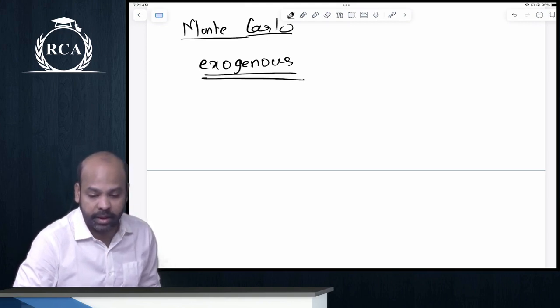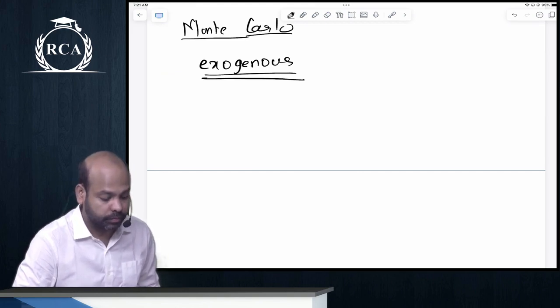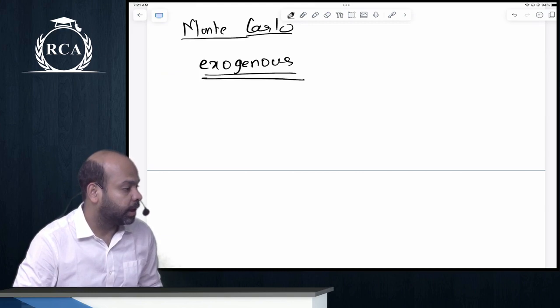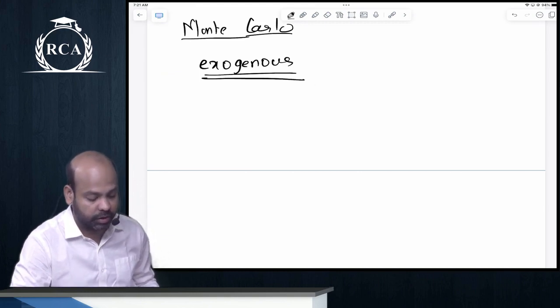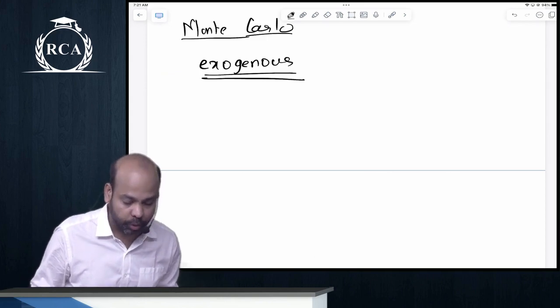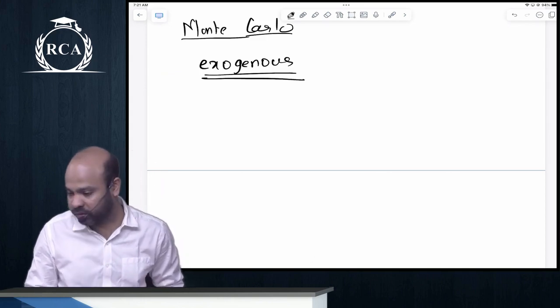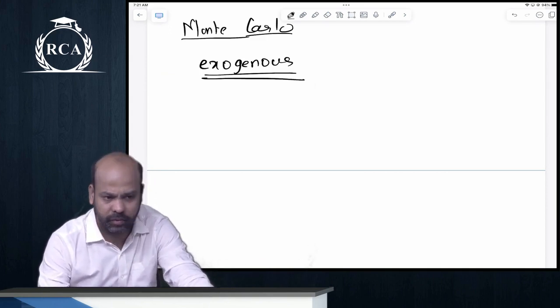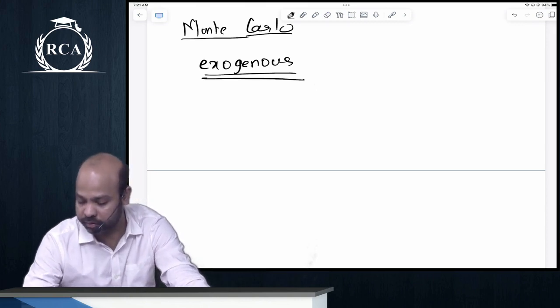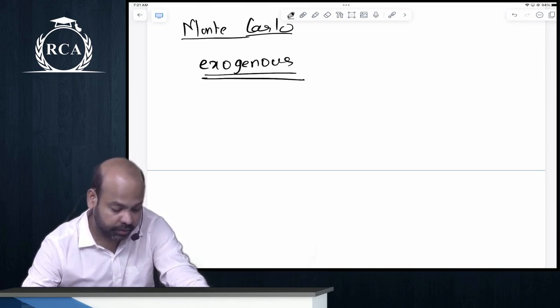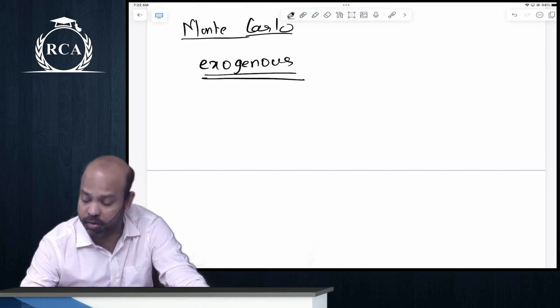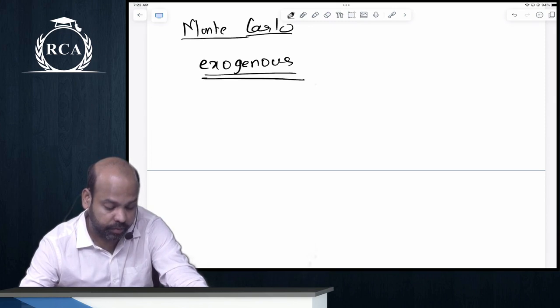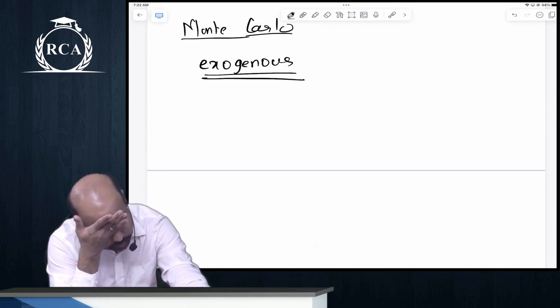Next, second point: Identify the probability distribution of the exogenous variables and the specific values of the parameters.